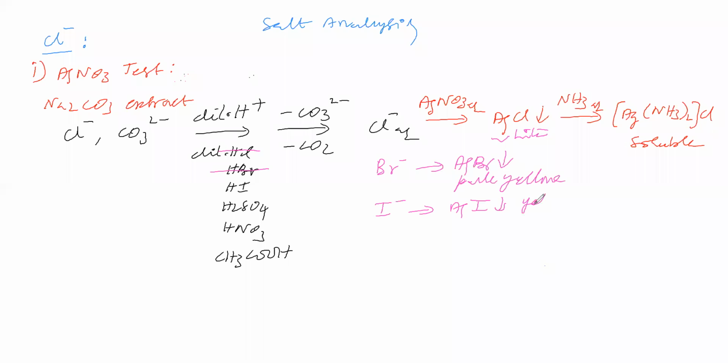This AgI is a yellow precipitate. So this I minus takes Ag plus from silver nitrate. Then for Cl minus, we have to avoid adding HI. Regarding sulfuric acid, shall we add dilute sulfuric acid? That we will see.